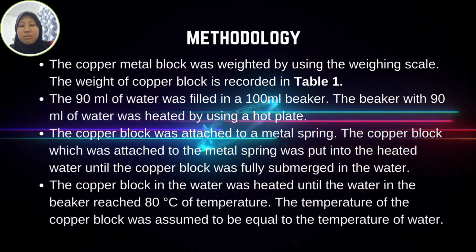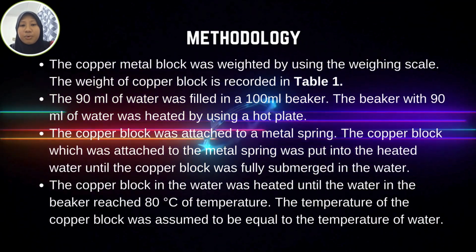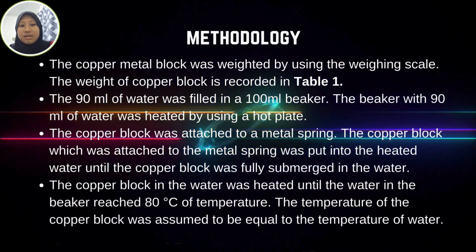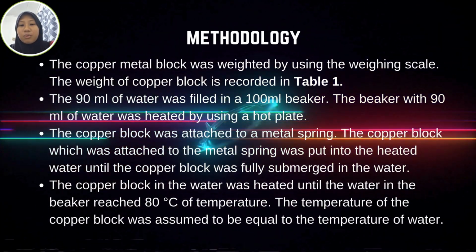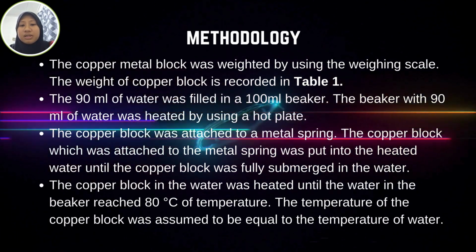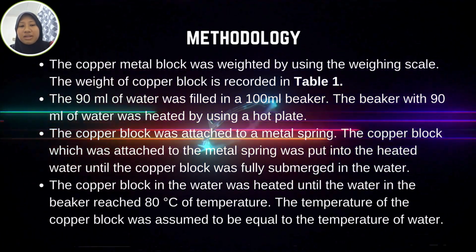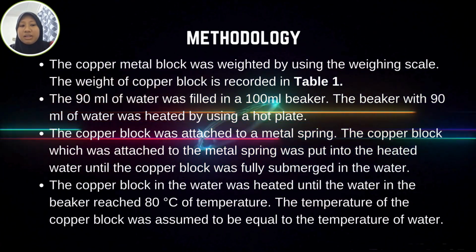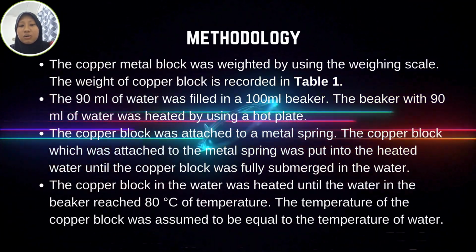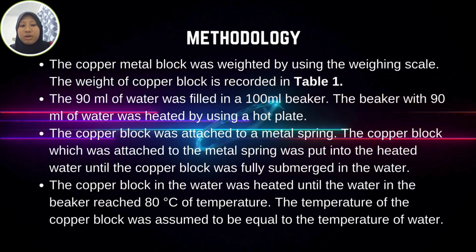Methodology. The copper metal block was weighed by using the weighing scale. The weight of the copper block is recorded in table 1. The 90 ml of water was filled into the 100 ml beaker. The beaker with the 90 ml of water was heated by using the hot plate. The copper block was attached to a metal spring. The copper block which was attached to the metal spring was put into the heated water until the copper block was fully submerged into the water.